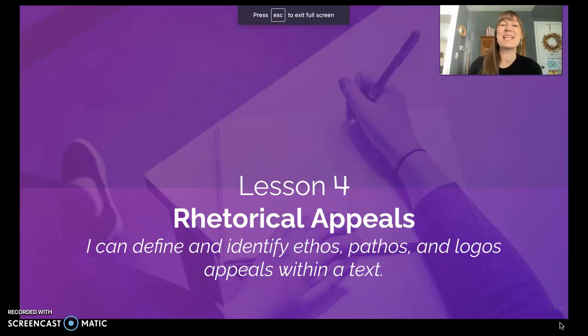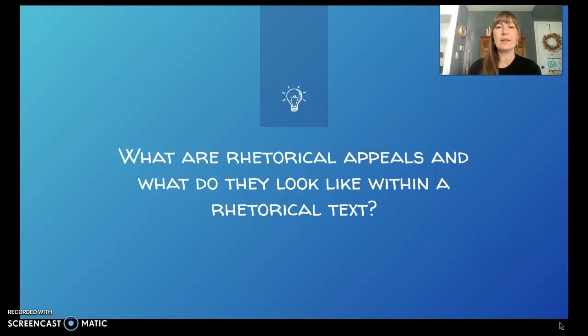All right, welcome to Lesson 4, all about rhetorical appeals. Our learning objective for this lesson is to be able to define and identify ethos, pathos, and logos appeals within a text. Now let's go ahead and lead with our guiding questions. What are rhetorical appeals? Perhaps a little bit of review there. And then what do they actually look like within a work of rhetorical text?